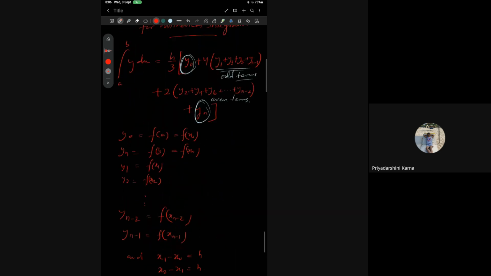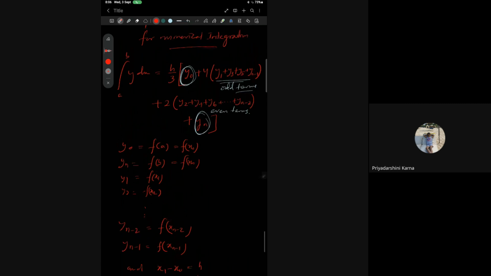Simpson's one-third rule for integration: h/3 into first term plus last term, plus 4 times sum of all odd terms and 2 times sum of all even terms. So this formula will be quite useful when you go for any practical computer programming to evaluate the integration.